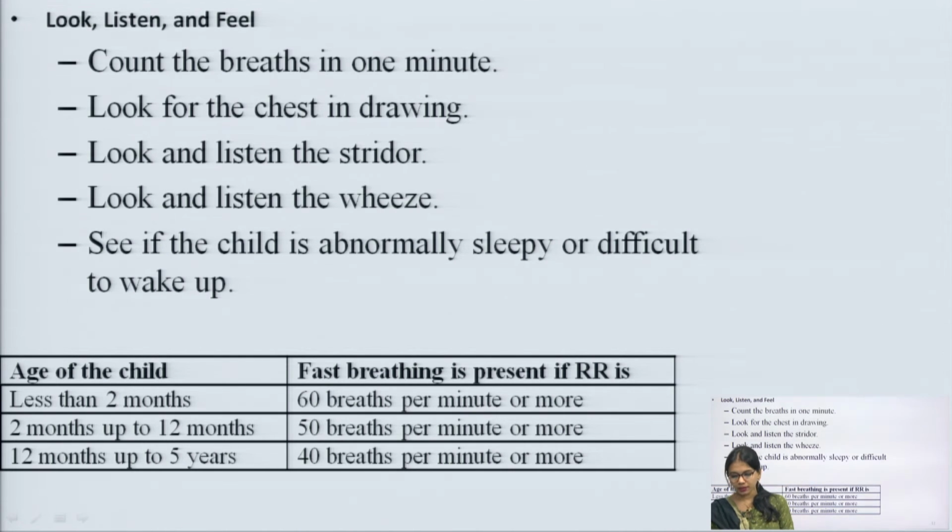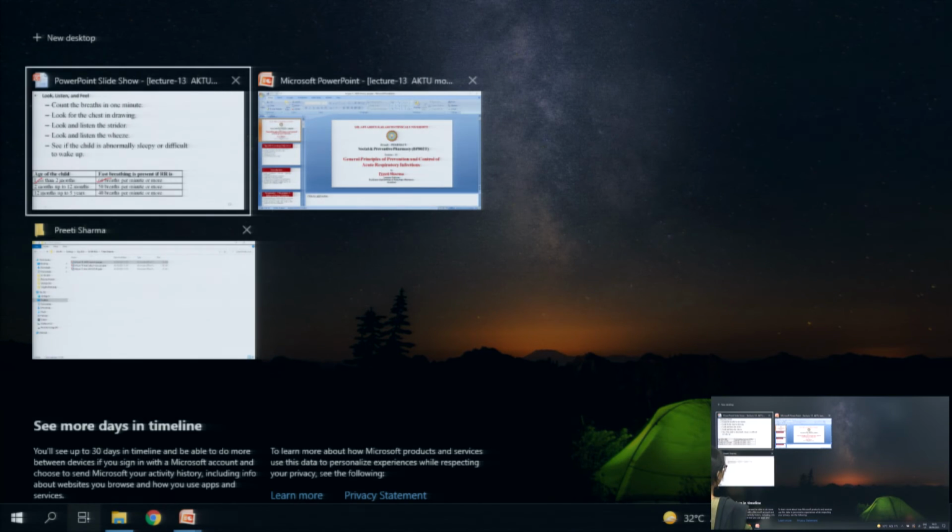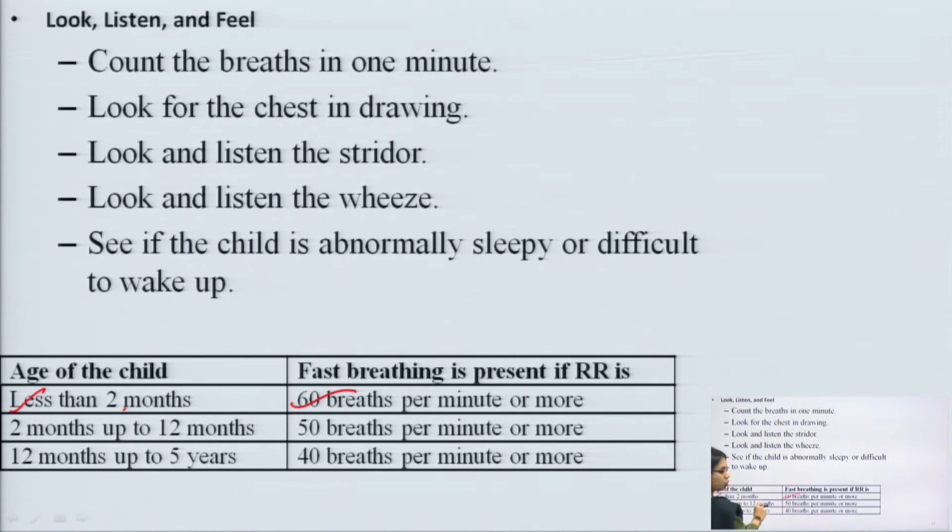First, a table is given, based on the age of the child. If less than 2 months, 60 breaths per minute or more. Here you can see, if less than 2 months, 60 breaths per minute or more. If 2 months up to 12 months, 50 breaths per minute or more. From 12 months up to 5 years, 40 breaths per minute or more.